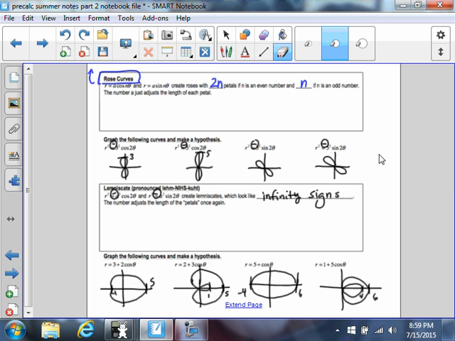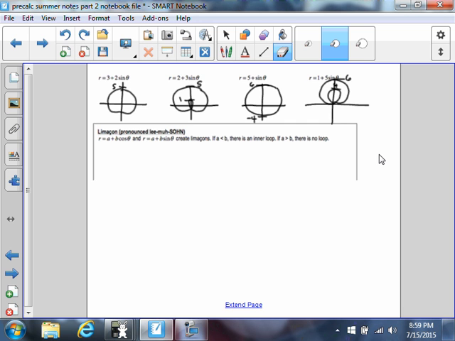Lemniscates are the infinity signs. The ones that we're learning about now, these are called limacons. So limacons, it's very French, limaçon. Limacons sometimes have an inner loop and sometimes they don't. Okay, so if A is less than B, there's no inner loop. If A is greater than B, there is. Or if A is less than B, there is an inner loop. If A is greater than B, there is no loop.